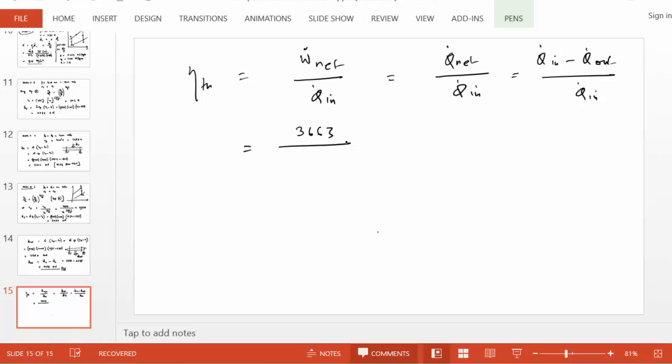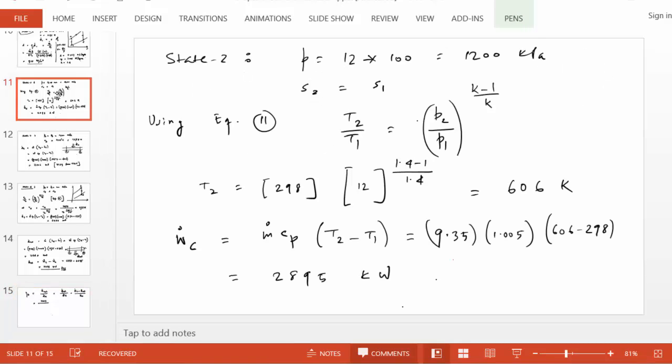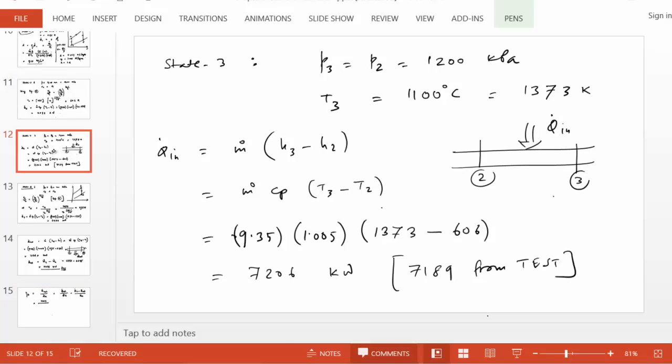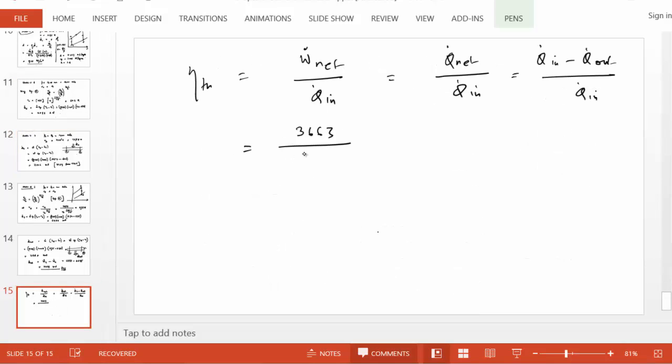And Q dot in is how much? I believe we did that a couple of slides ago. Q dot in was 7206. So the efficiency is right about, let's do the division, and it turns out to be 50.8%. Instead of fraction, it's a standard practice to express that in percent.